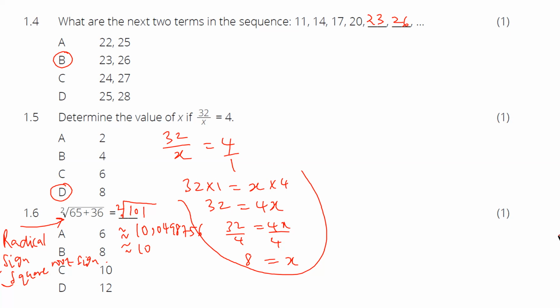Yeah, so it is approximately 10, and therefore the answer is what here? The answer is B. The answer is what? Is C, excuse me. It is what? C, 10. Yes, approximately 10. Okay. Next question.